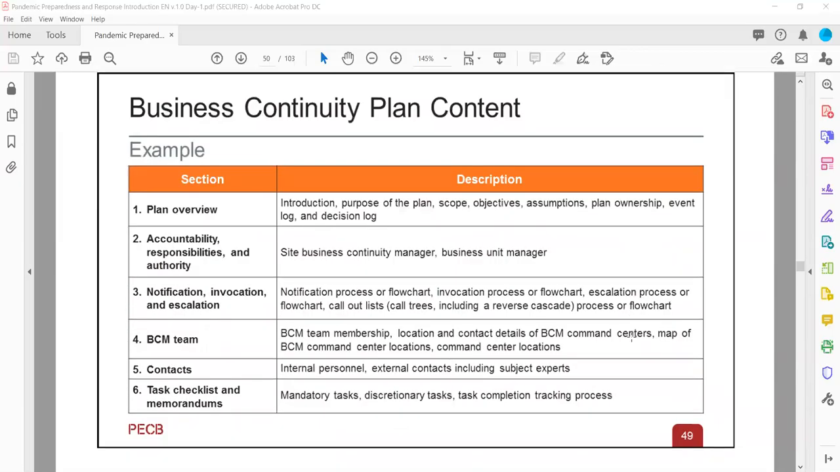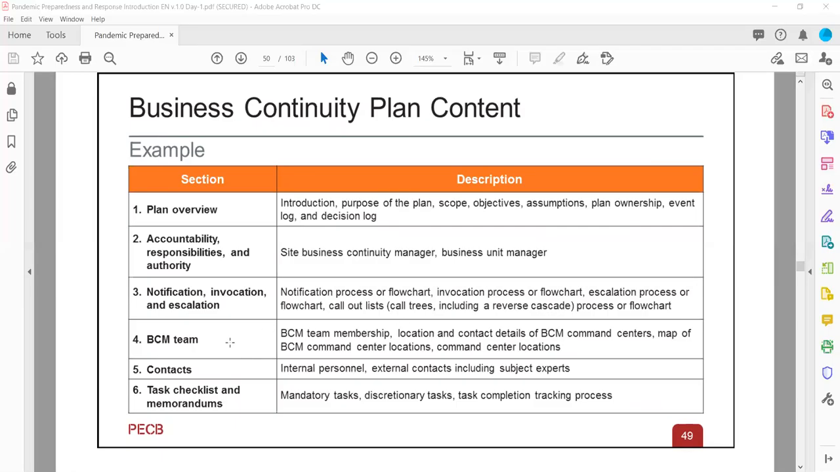And the business continuity plan content. So firstly, your plan overview is your introduction, your purpose of the plan, your scope, your objectives, assumptions, plan ownership, event log, and decision log. Then accountability, responsibilities, and authority: site business continuity managers, business unit managers, etc. Then notification, invocation, and escalation: notification process or flowchart, invocation process or flowchart, escalation process or flowchart, call-out lists like call trees, including a reverse cascade process or flowchart.